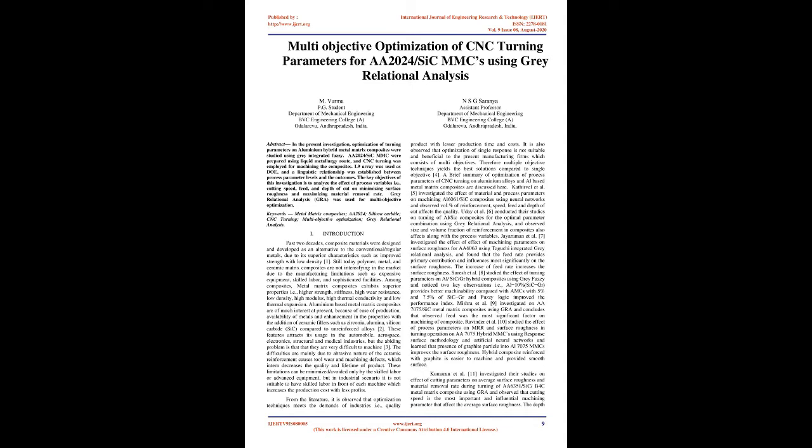Among composites, metal matrix composites exhibit superior properties, i.e., higher strength, stiffness, high wear resistance, low density, high modulus, high thermal conductivity and low thermal expansion. Aluminium-based metal matrix composites are of much interest at present, because of ease of production, availability of metals and enhancement in the properties with the addition of ceramic fillers such as zirconia, alumina, silicon carbide, SiC, compared to unreinforced alloys too. These features attract usage in the automobile, aerospace, electronics, structural and medical industries, but the abiding problem is that they are very difficult to machine.